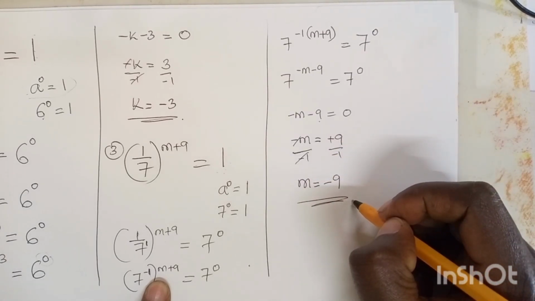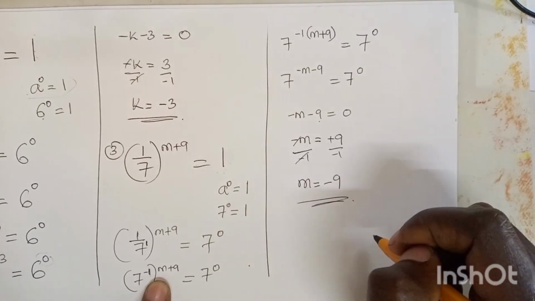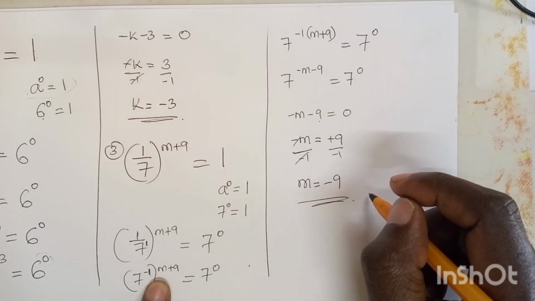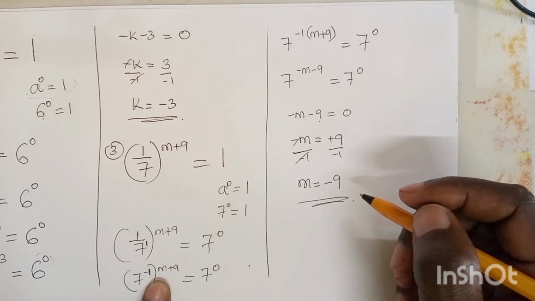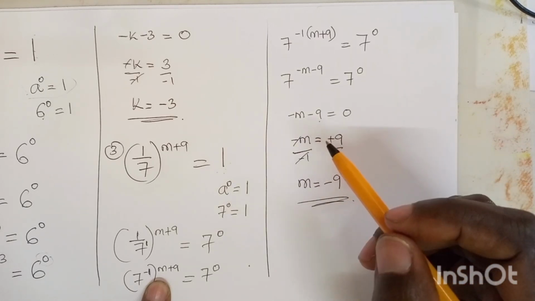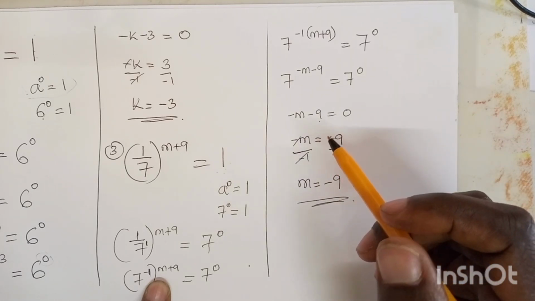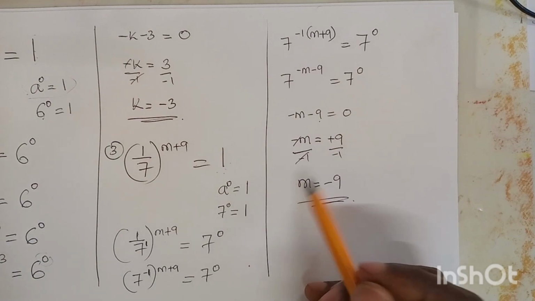M becomes negative 9. Now, there is also the second method, which is equally important for us to see. We shall solve these questions using the second wonderful method, and that is using logarithms.